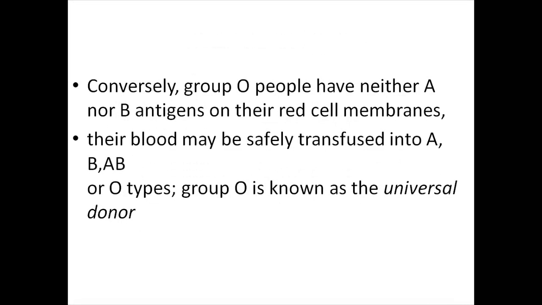For the case of group O, having neither A nor B antigens, they do not have any surface antigen on the red cell membrane, so their blood may be safely transfused. It can be received by any group, because it cannot be identified by any antibody due to the lack of surface antigen. That's why it is known as the universal donor, but group O cannot receive from A, B or AB. Why? Because it has antibodies that will fight the antigens of these blood groups.